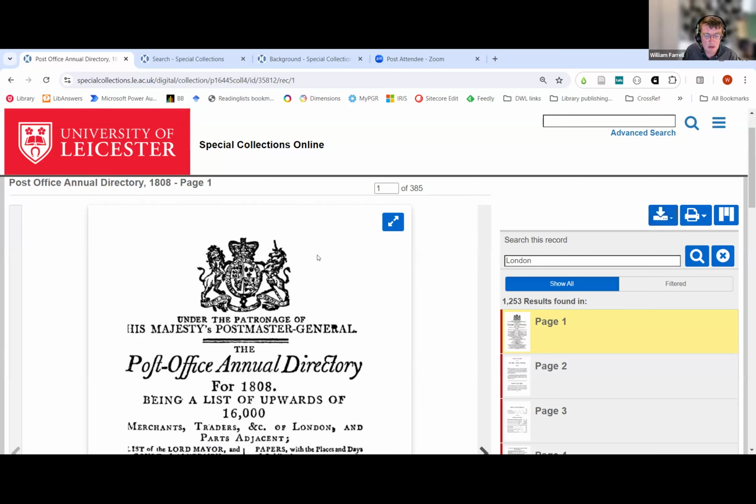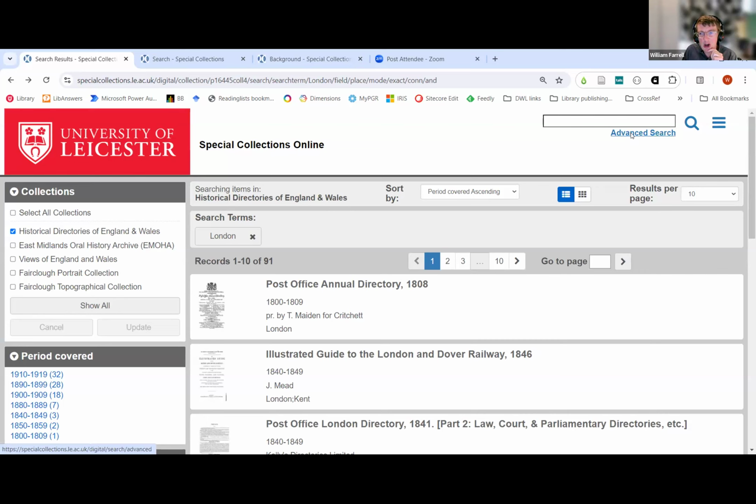I'll go back. If you're starting right from the beginning, the thing I suspect most people actually might want to do is at least test out searching for names or places or occupations. To do the keyword searching, I recommend clicking Advanced Search, which is in the top right corner here.